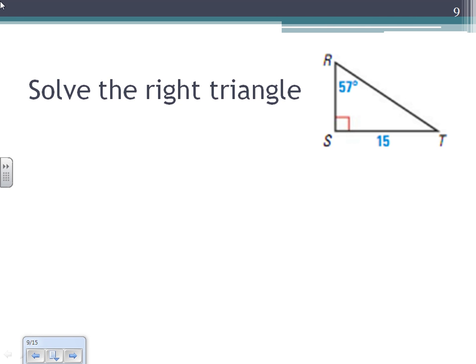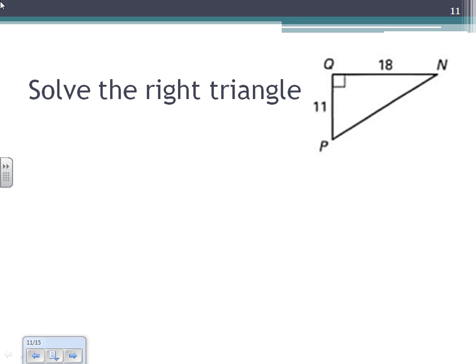Okay, did we do this one? I can't remember. We did this one? I think we finished this one. Oh yeah, we did. Let's do this one then.